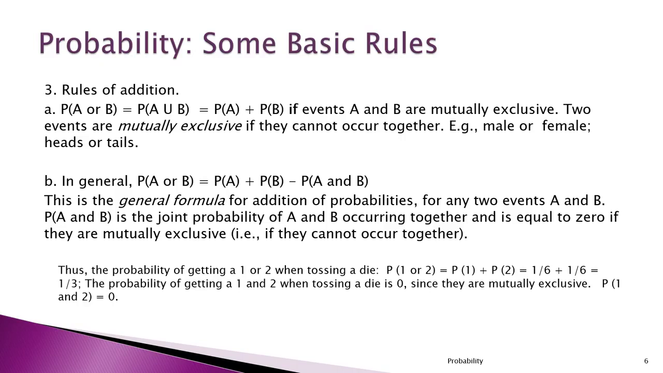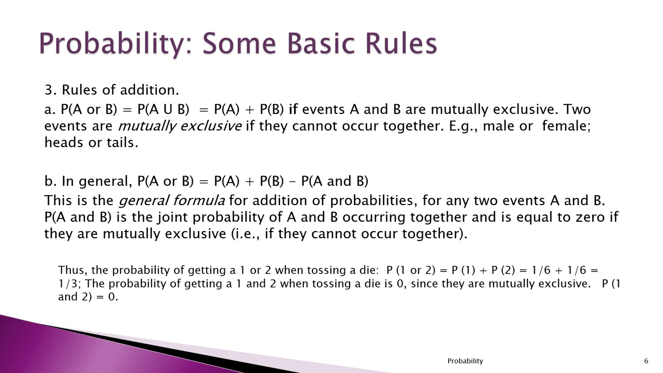Probability of A or B is the probability of A plus the probability of B if A and B are mutually exclusive. But in general, the probability of A or B is the probability of A plus the probability of B minus the probability of A and B. Remember, that's a joint probability. But again, by definition, the joint probability of A and B is 0 if A and B are mutually exclusive. These are things that can't happen together.